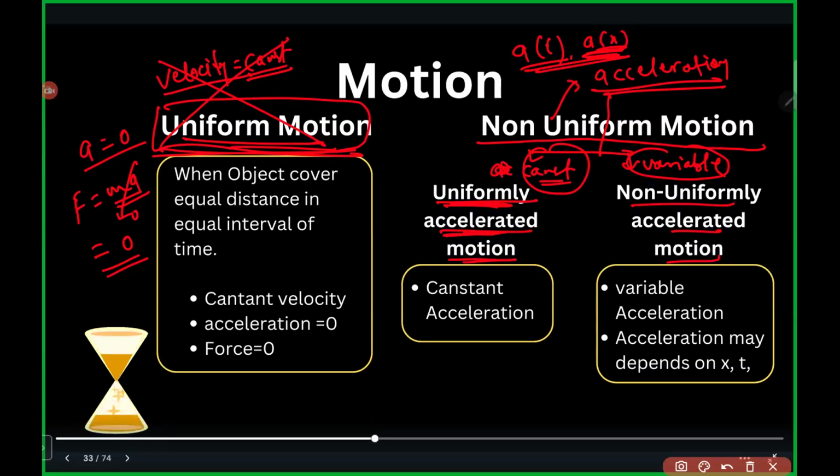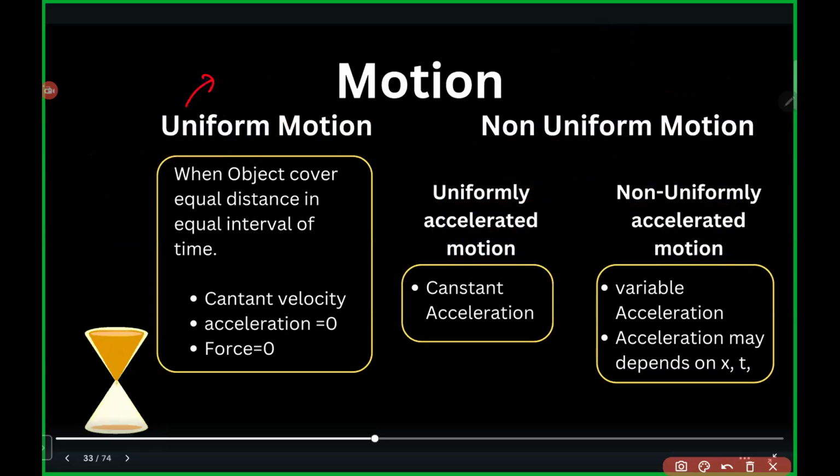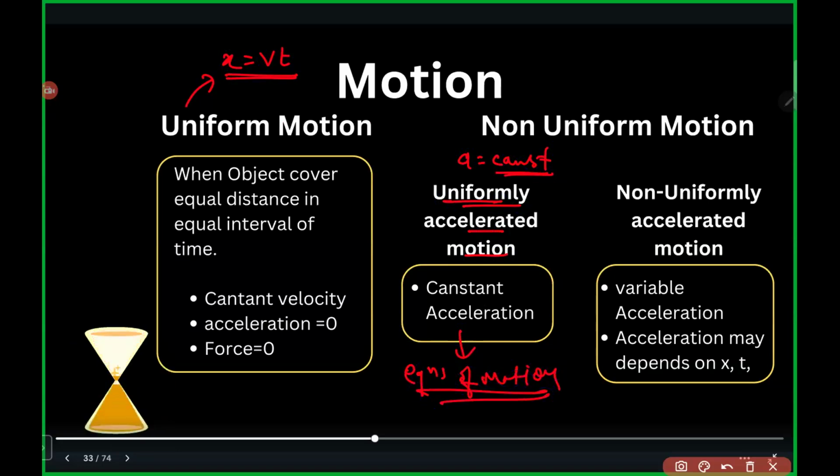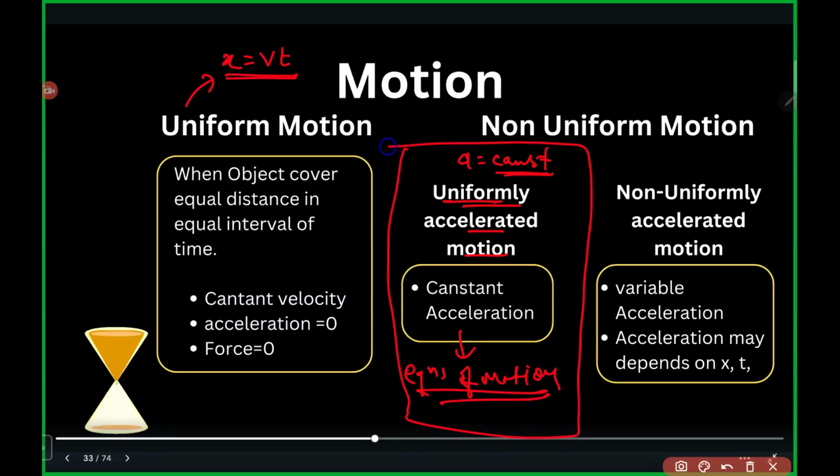For uniform motion, there is a simple formula: x equals vt, means distance equals speed into time, or displacement equals velocity into time. And in this one, velocity is not going to change, so velocity and speed have the same magnitude and same value. While in uniformly accelerated motion, acceleration is constant. So when acceleration is constant, we are going to use the equations of motion. You already know the three equations of motion, which we use in such cases where acceleration is constant.